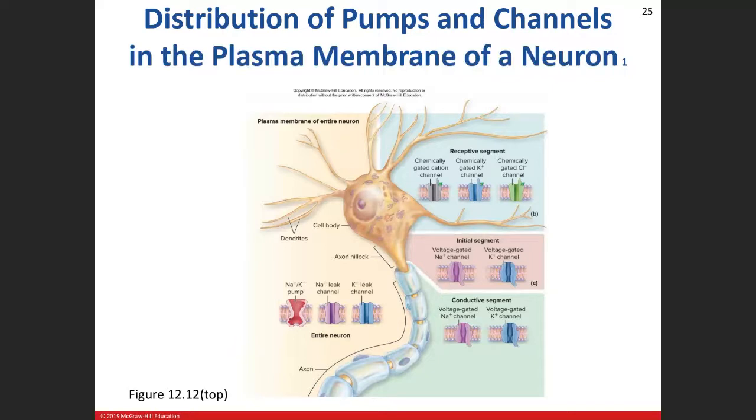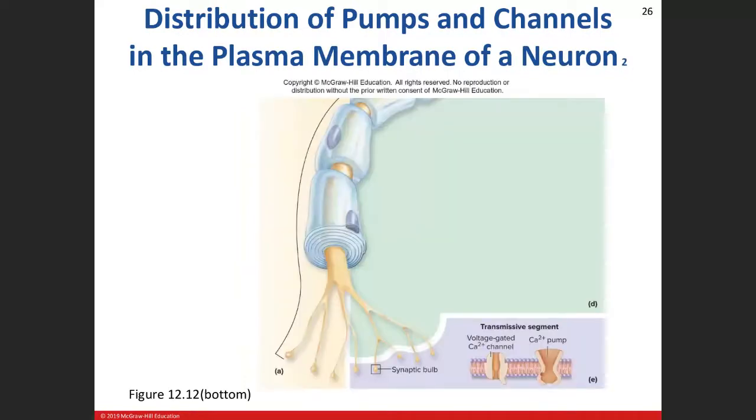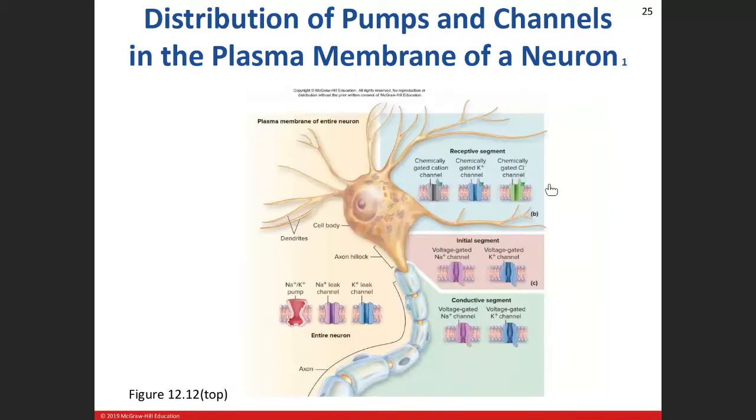When we're talking about the entire length of the neuron, you're going to find sodium-potassium ion pumps, and we're going to have our leak channels throughout the whole neuron. That includes the cell body, the dendrites, the axon, all the way down to our telodendria and the synaptic knobs. Those three types of transport proteins: the sodium leak channel, the potassium leak channel, and the sodium-potassium ion pump, are located throughout the whole neuron. You want to make sure that you're familiar with where these pumps are, because it'll make learning what occurs at these specific segments much easier for you.